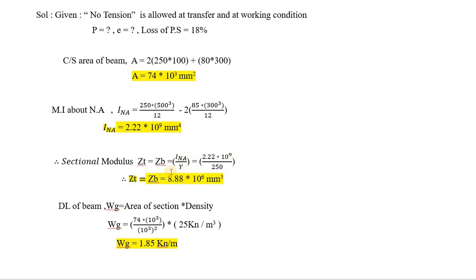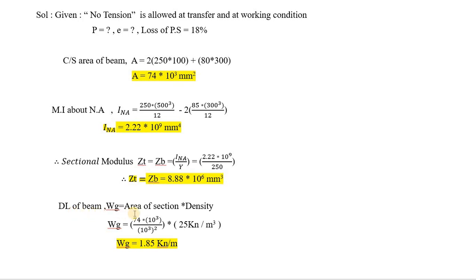INA we have found out. Y is nothing but 500 by 2, that is overall depth by 2 for a symmetrical section. So it is 250. So we get 8.88 into 10 power 6 mm cube as the sectional modulus.